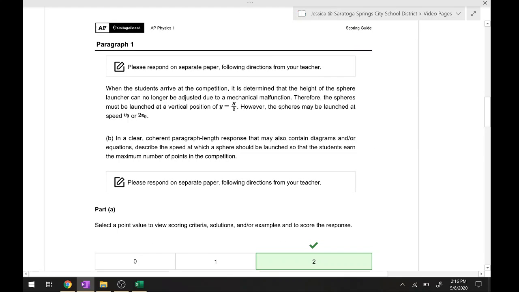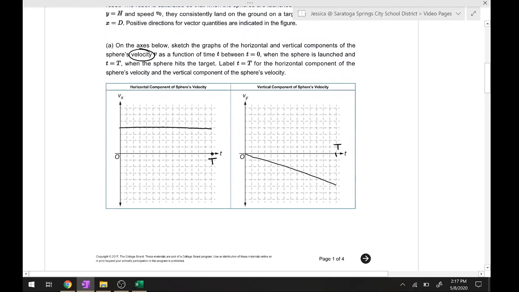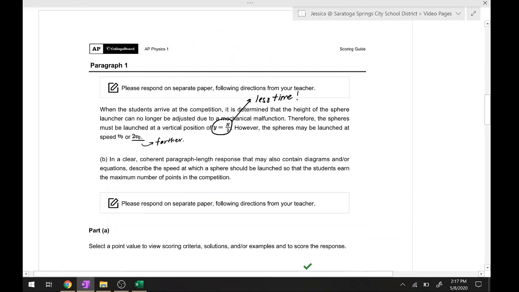So, naturally, there's a problem. When the students arrive at the competition, it's determined that the height of the sphere launcher can no longer be adjusted due to a mechanical malfunction. Therefore, the spheres must be launched from a vertical position of h over 2. Okay, so we've changed the height. We've decreased the height. Automatically, I'm thinking less time in the air. However, the spheres can be launched at a speed of either v0 or 2v0. Okay. So 2v0 will get me farther than v0.